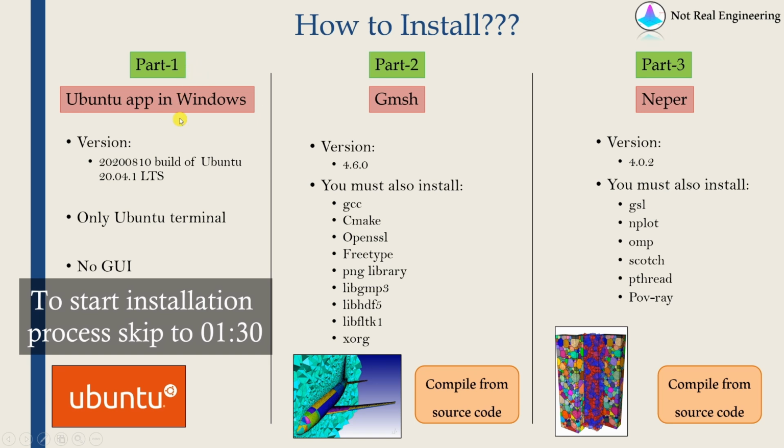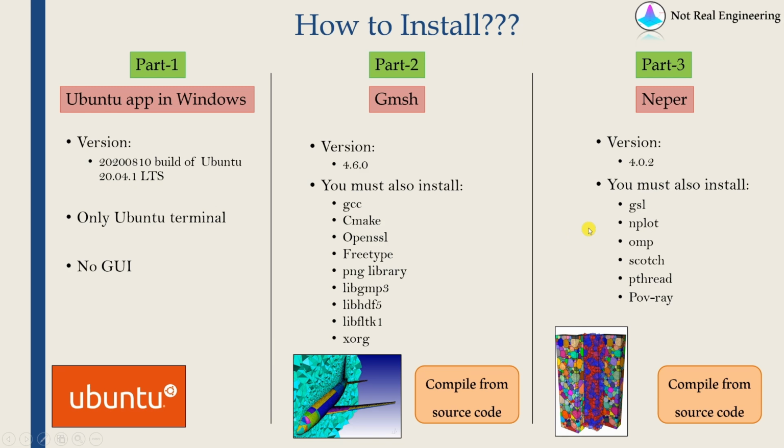In part 1, we already saw how to install Ubuntu app in Windows. If you want to install Neper on Windows, you have to do this as a first step. But if you want to install Neper on Linux, then you can just start with this video. First, you have to do everything in this video and then everything in third video. So let's start with part 2, how to install Gmsh.